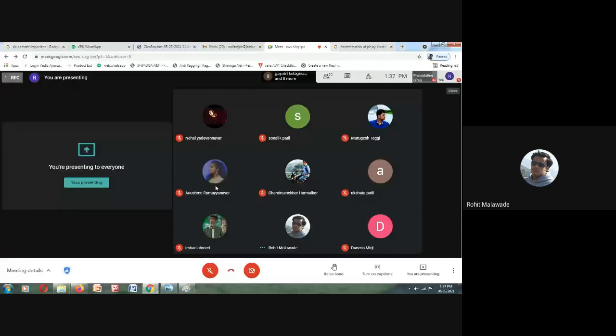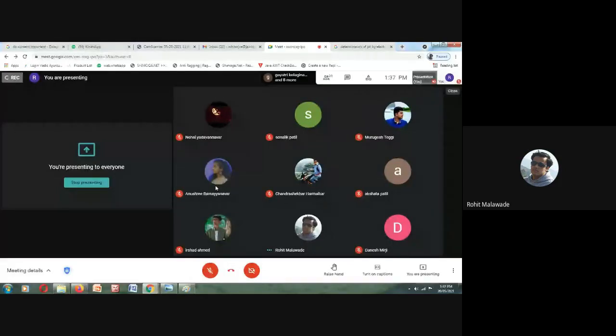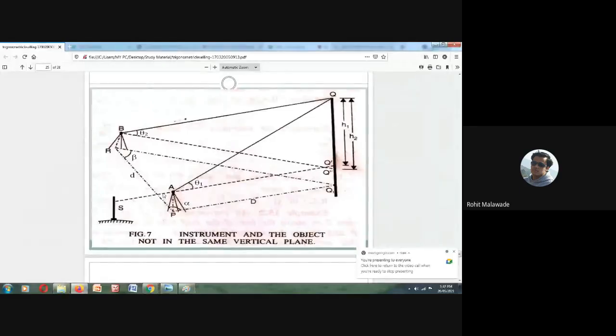Okay, in the previous session, we were discussing the problems when the base of the object is not visible, but the points are in the same vertical plane. Now we are going to discuss one more case in today's class: when the base of the object is inaccessible and it is not in the same vertical plane.